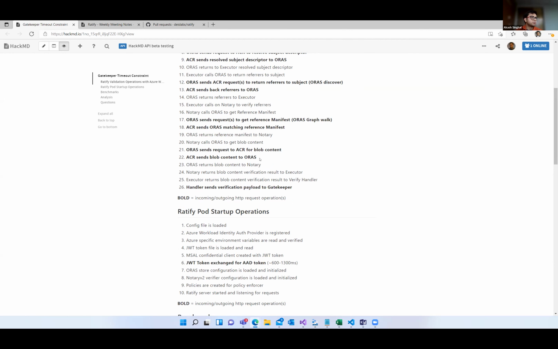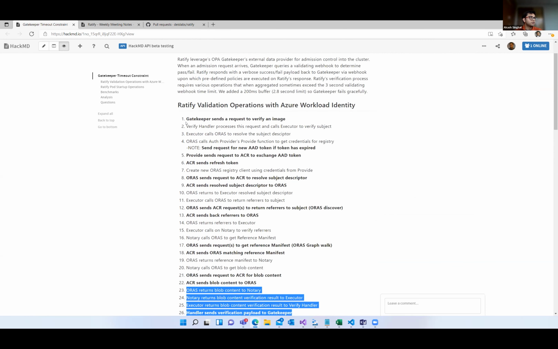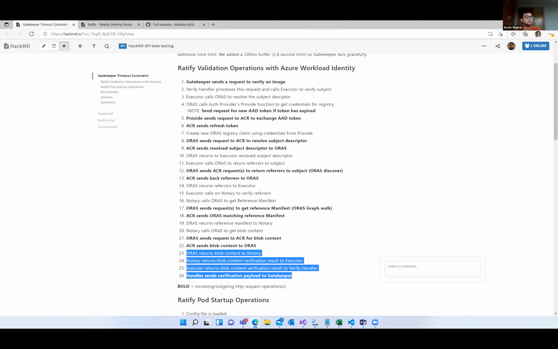The heavy lifting of all of the validation, timing-wise, ends once we have the downloaded blobs in the ORAS local cache. After that, Notary takes over. Notary will take the blob content and verify the signature, and then return the verification result all the way back to Gatekeeper, which ends the entire process. So all of these steps have to occur within that 2.8 second window.